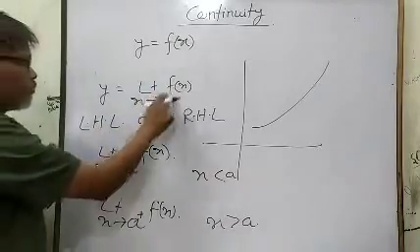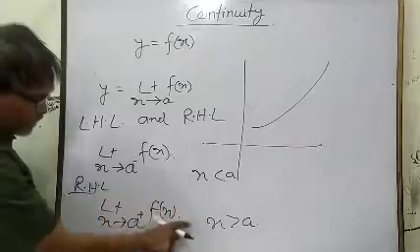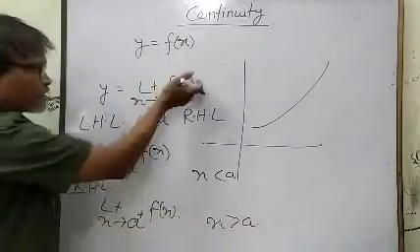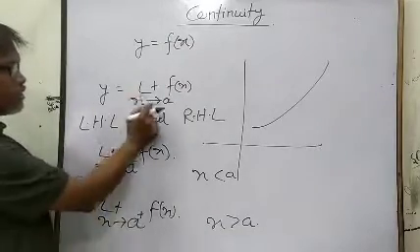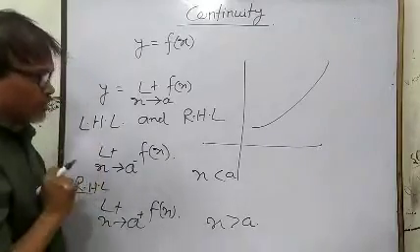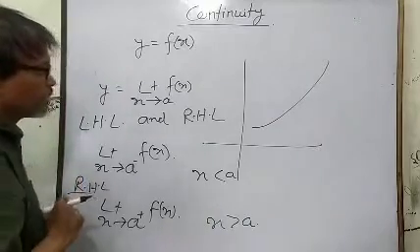The same value we put here because these three are different. This is less than a, this is greater than a, and this is x tending to a. Directly we put x is equal to a in the question. If all the three values are the same, then the function is continuous. This you have read in class 11 also.